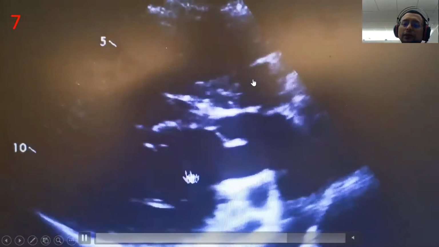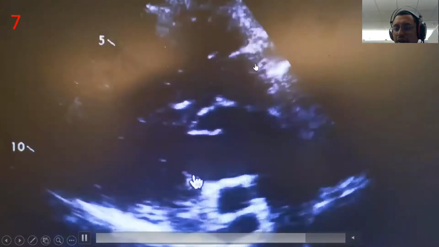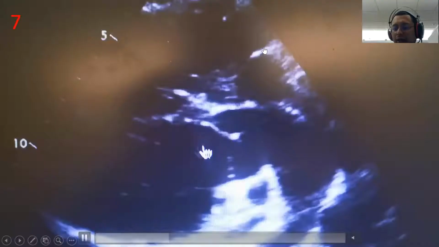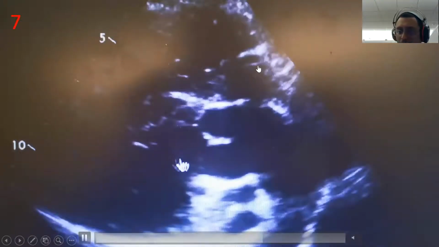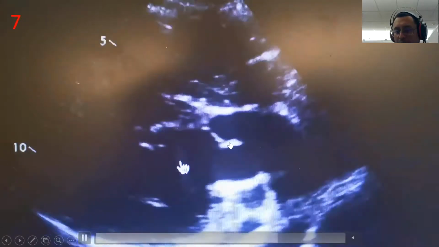Pulmonary valve. No, this is a pulmonary artery. This is a pulmonary valve. What about this on top here? Aorta. Oh, aorta. So this is pulmonary artery. This is aorta. Okay. So this is your ultrasound probe. See, this is aorta. This is pulmonary artery.